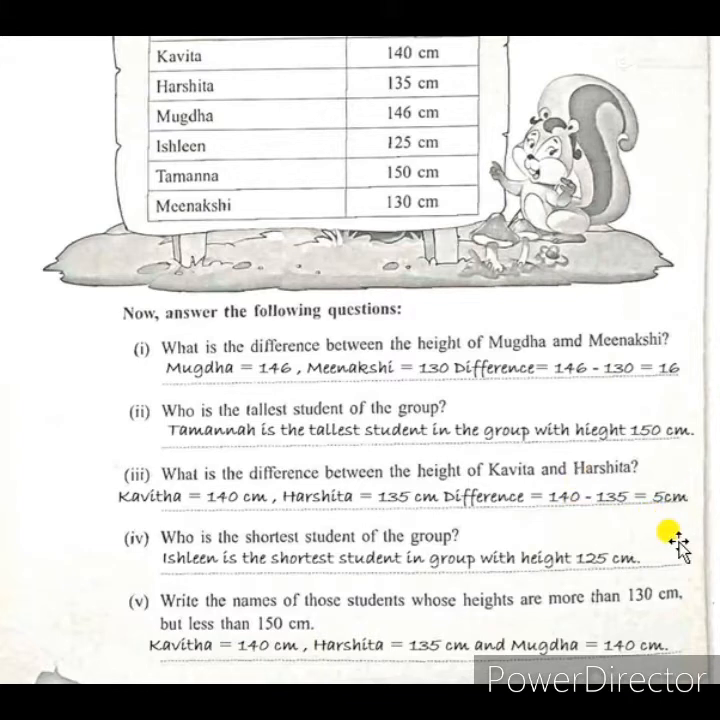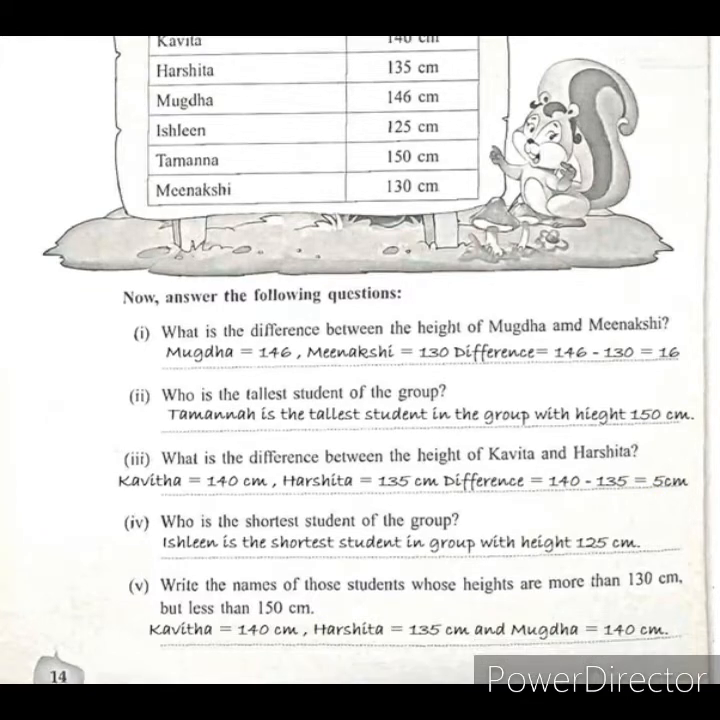140 minus 135. Students, this rough work you should do. I have not shown it here because these are very simple calculations and there is not enough space on this page. So you should do it on a rough page, find out the calculations and write only the answer in these pages. Now we have found the difference between the height of Kavita and Harshita: only 5 centimeter. Now next question, question number 4.